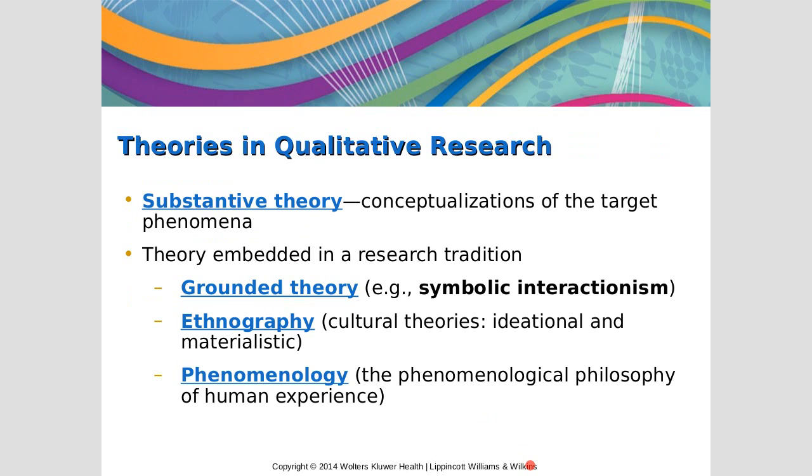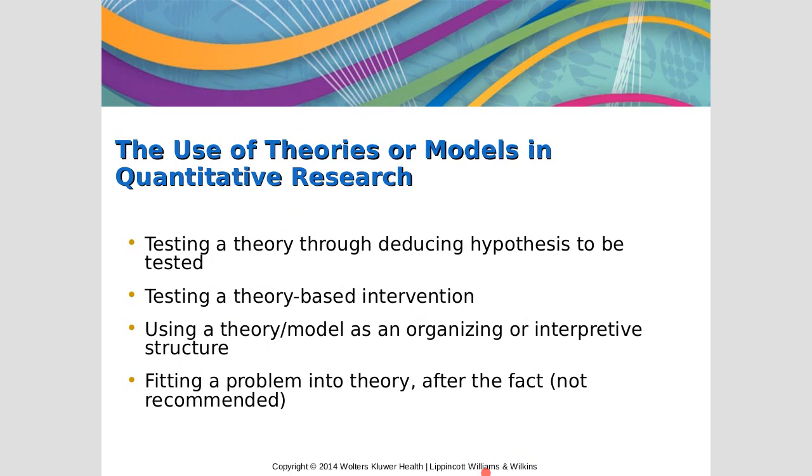Some of the theories that are used in qualitative research are the substantive theory, which conceptualizes the target phenomena. Some theories are embedded in the grounded theory, ethnographic and phenomenological approaches. We covered those in our previous chapter, and there's also a great explanation in your text. Please refer to figure 8.2. The next figure, figure 8.3, does a great job of explaining medication errors, and it references the use of theory or model in quantitative research.